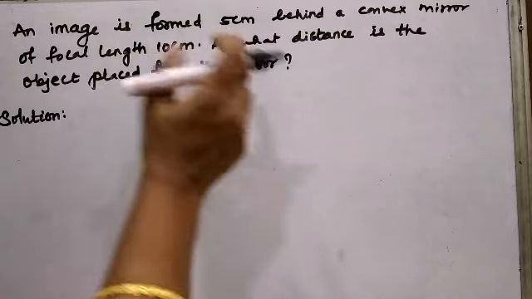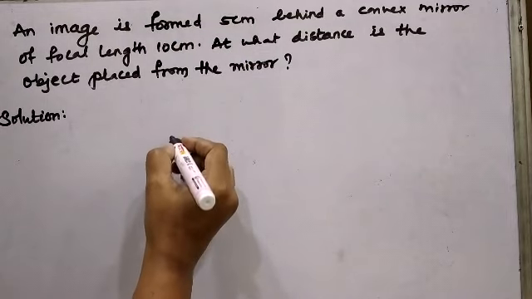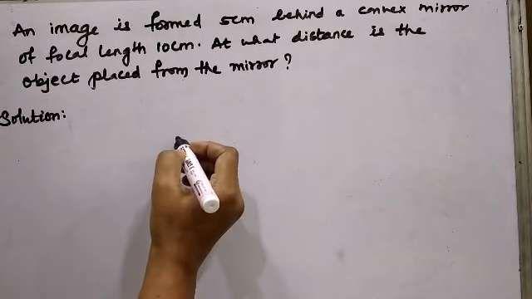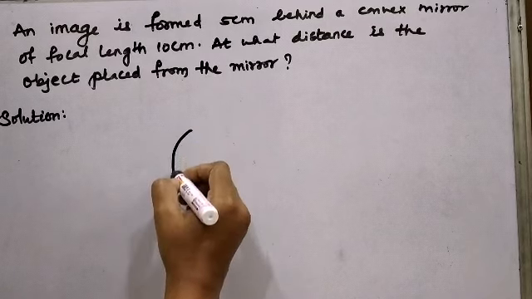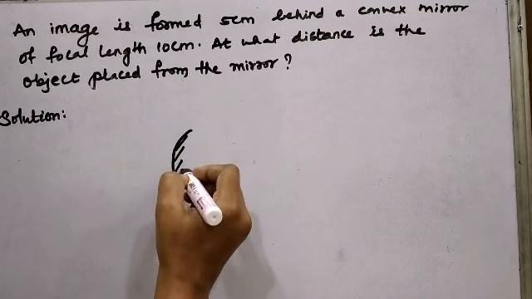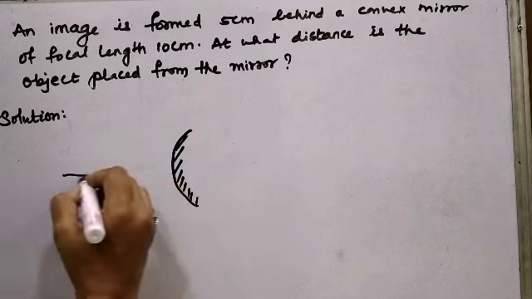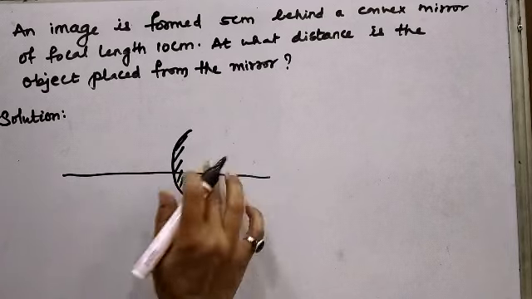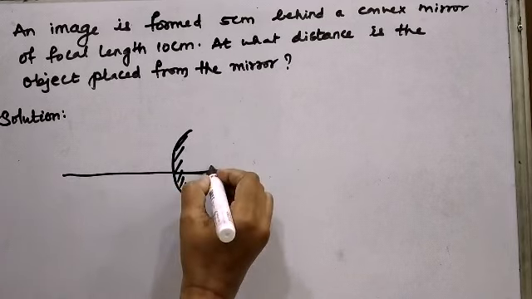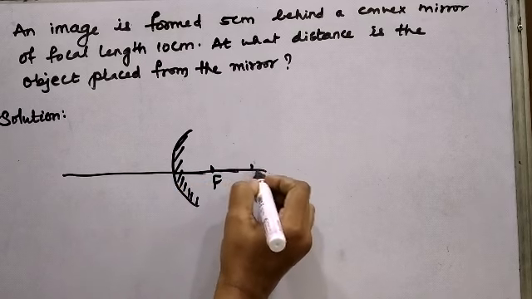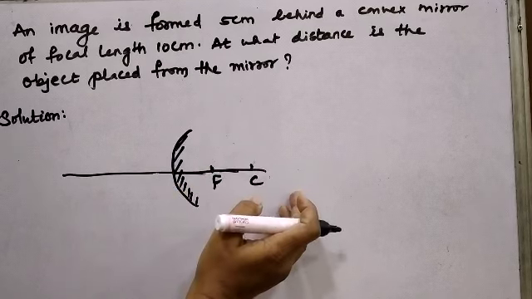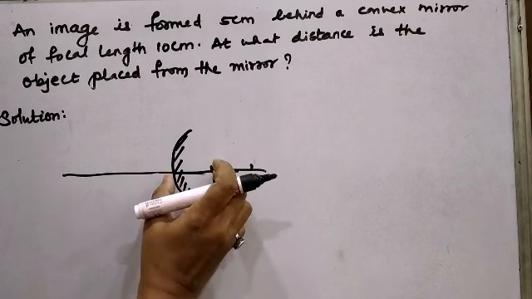So now here we are given a convex mirror. Okay, so in a convex mirror, the outer surface is the reflecting surface, isn't it? So this will be your convex mirror. Okay, inner surface is painted. This is your principal axis. That means the focus and center of curvature will lie behind the mirror, isn't it? That means this will be the focal length.